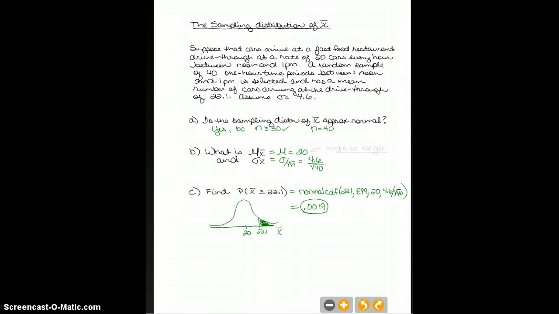Okay, so this is an unusual value. And if the question asks, is this unusual? This is unusual. And so what we might conclude is that the mean number of cars going through the drive-through during this time period is probably more than 20 cars, because the value we got is an unusual value, since the probability is less than 0.05. That indicates that this population mean might be larger than what is stated, based on our sample evidence.